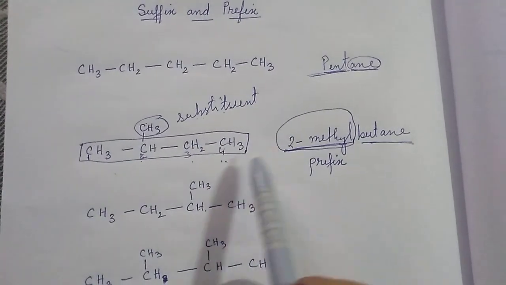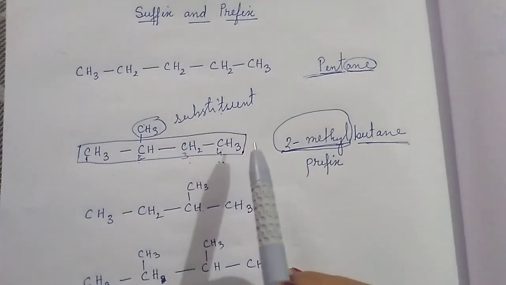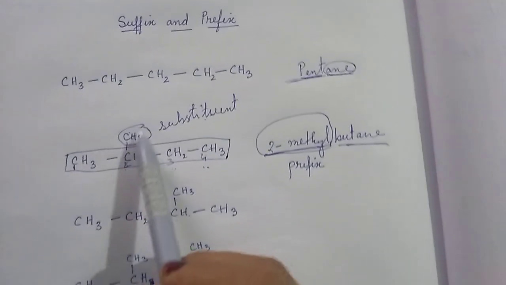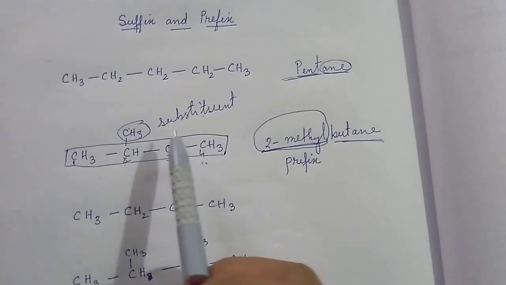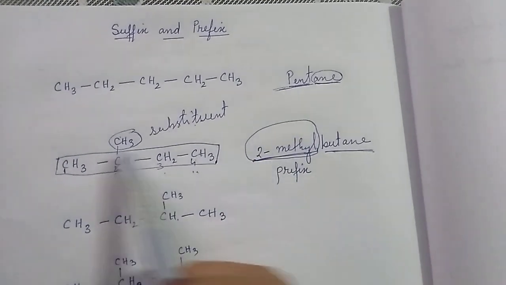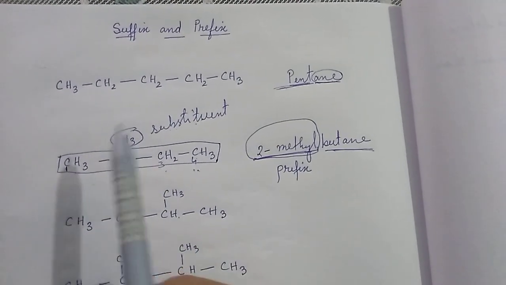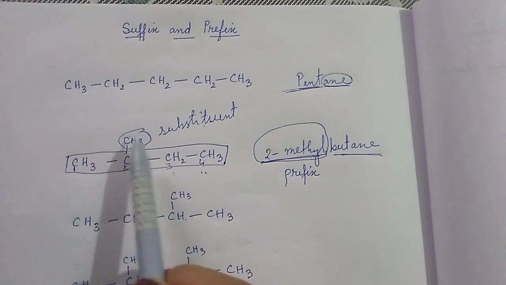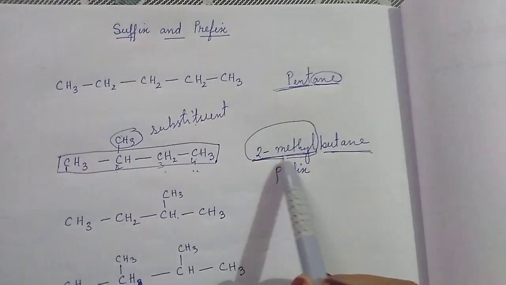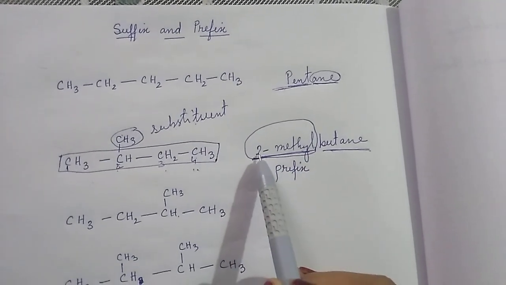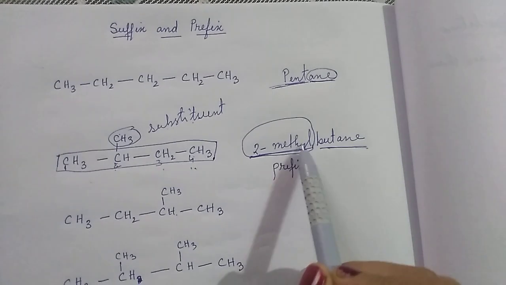So while naming, we should mention the position also. As I told you, the substituent should always be named first. So it is in the second position. So 2, what is the name of the substituent? Since it contains one carbon only, it is called methyl. Substituents are always given as YL. So 2, one carbon only, so methyl.